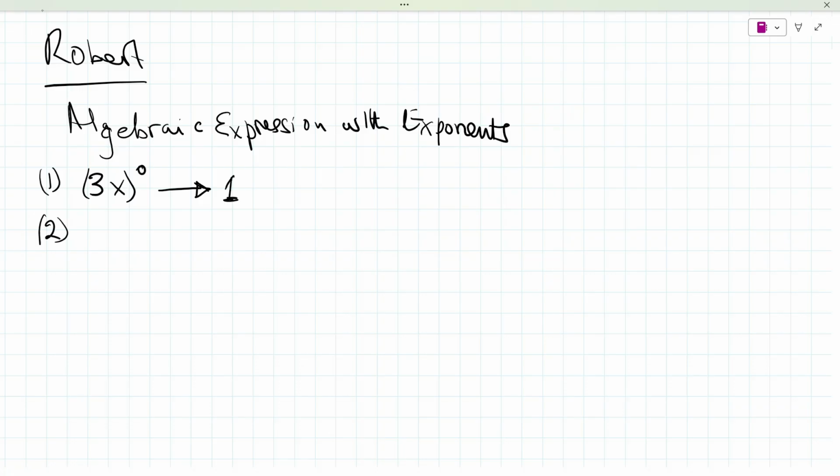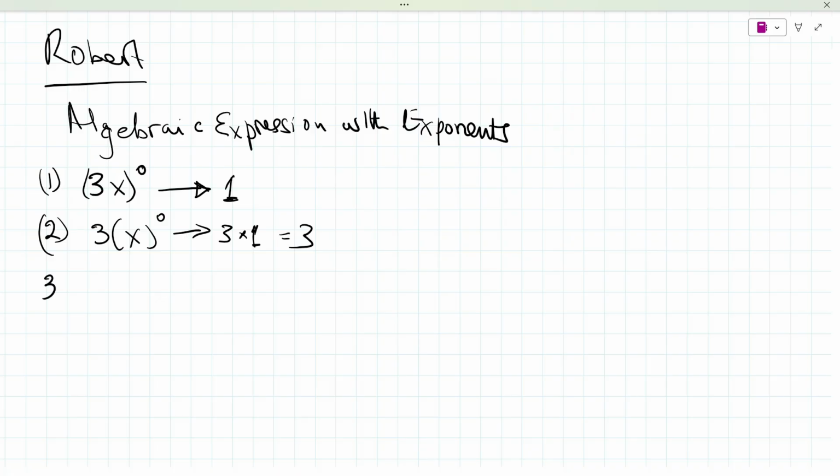Let's look at number 2. We have 3 multiplied by x to the power 0. Again, this becomes 3 multiplied by 1 because x to the power 0 is 1. So this gives us 3 as our final answer.